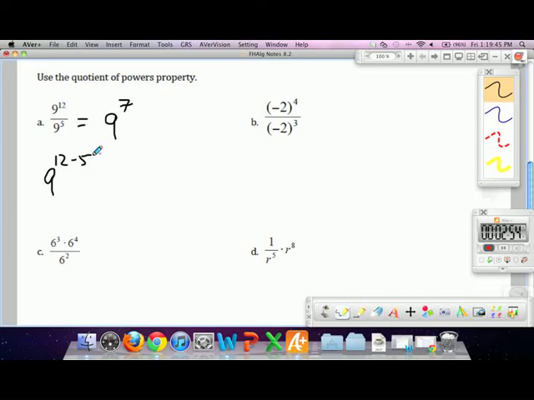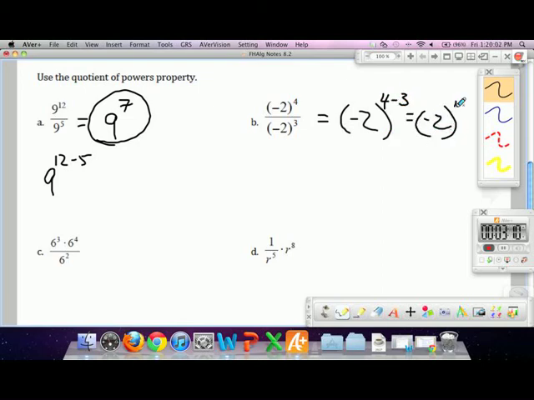Also, you do letter C. B should be what? Negative 2 to the 4 minus 3, to the first, so just negative 2. Anything in the first power is just itself.